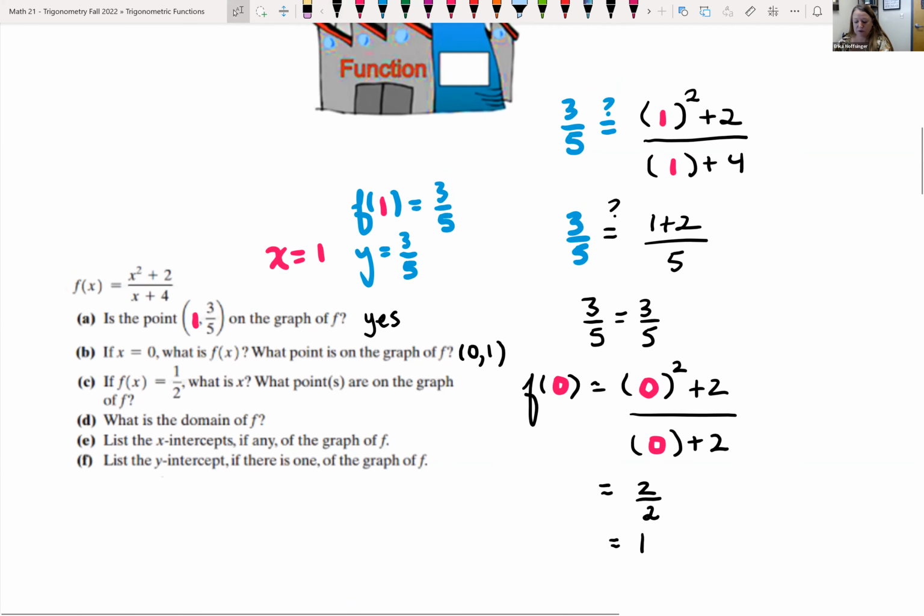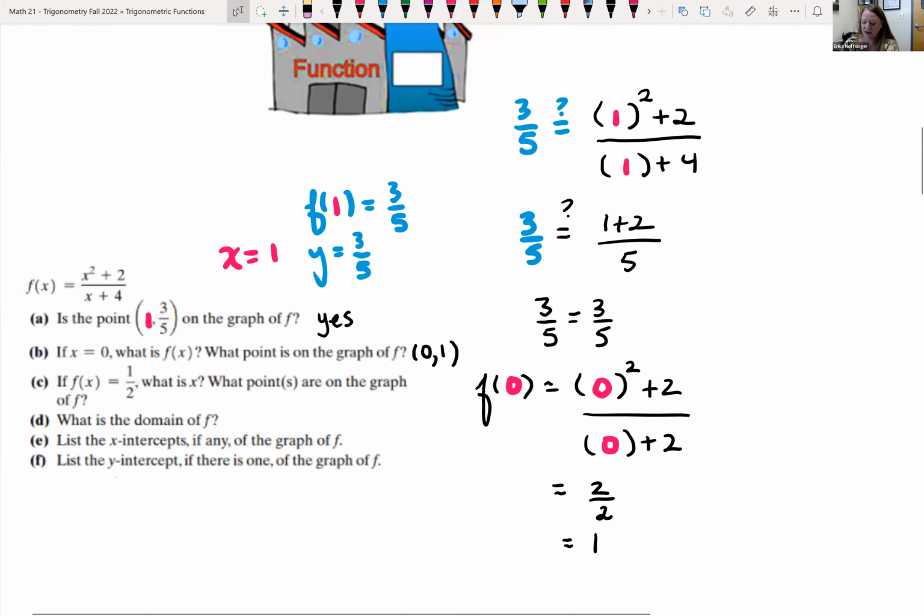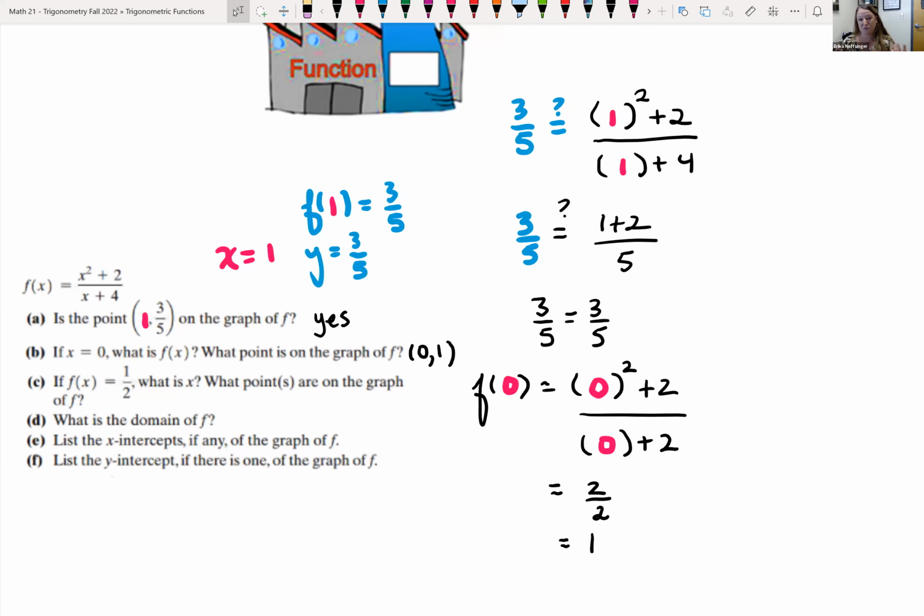So if f of x is equal to 1/2, what is x and what is the point on the graph? So sometimes we're given the y value of our function, and we're trying to figure out what is that input, in this case, the x value, which would give us that y value. And so part of this is just being able to read what it's saying and understand. And so in this case, we're given that our y value is 1/2. So we have 1/2 here is equal to our x squared plus 2 all over x plus 4.